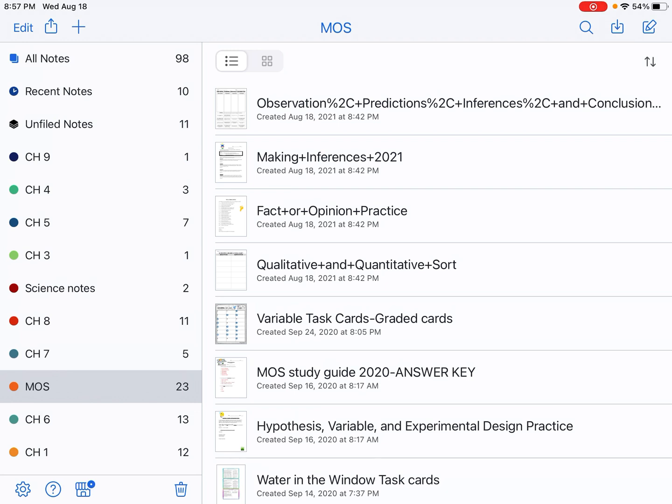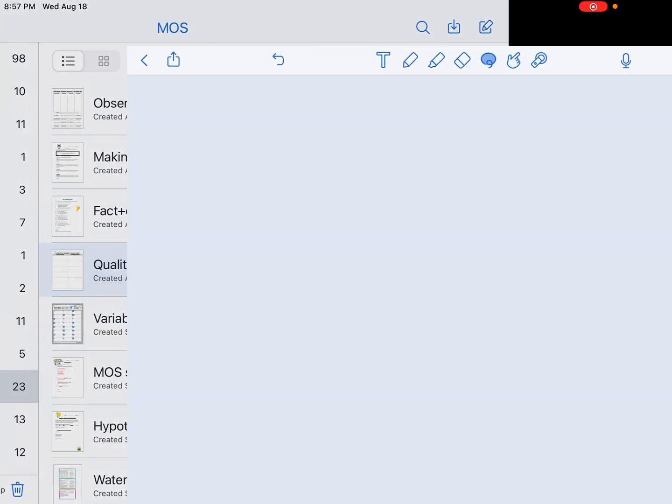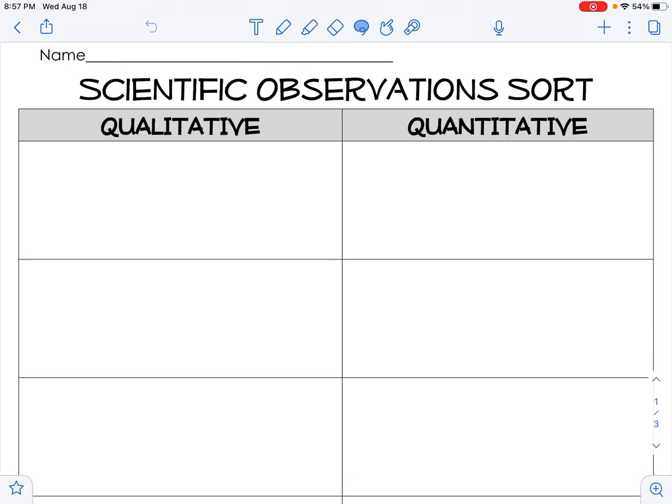The first thing I'm going to have you take a look at would be our qualitative and quantitative sort. That is a term that we use when we make observations. When we think about qualitative observations, you can kind of see the word quality in there. These are going to be observations that use our senses.